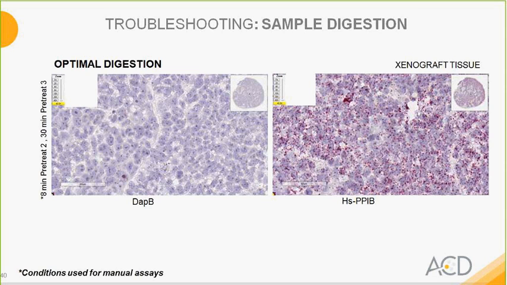This is an example of troubleshooting sample digestion. This is what you expect for optimal digestion. PPIB staining is robust and the DAP-B signal is clean.